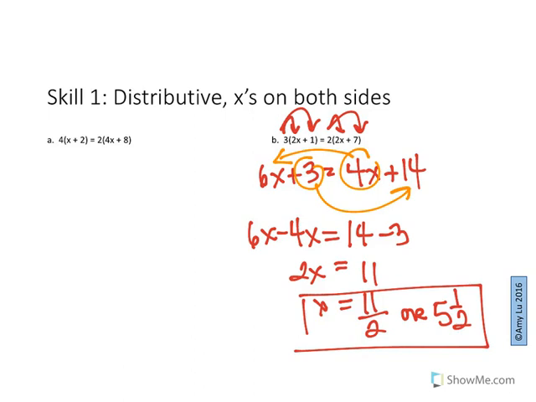So answer is either 11/2 or 5.5. Yes, you could have written 5.5, but it's more preferable to keep your answer as a fraction. And that's it.